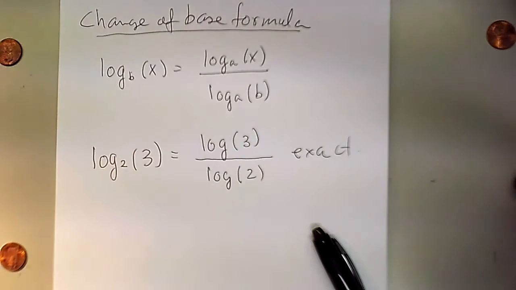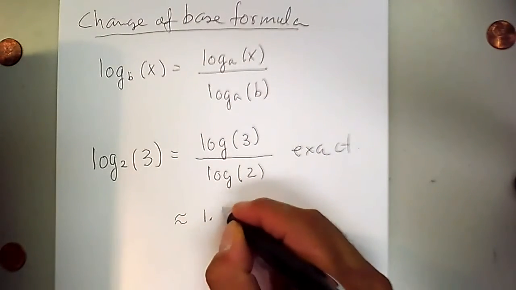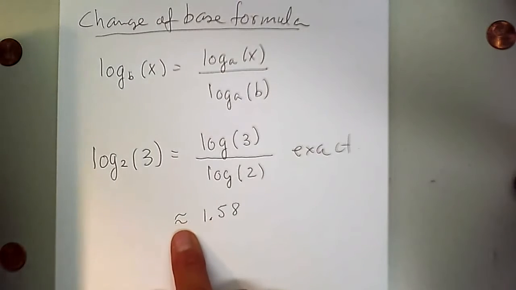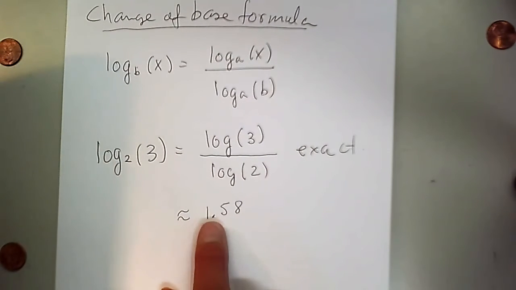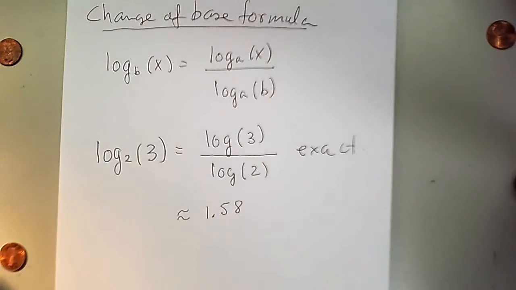Let me see this a little. So about 1.58 is the approximation, not exactly 1.58. Notice the approximation symbol. And that is over 2 decimals, the closest we can get.